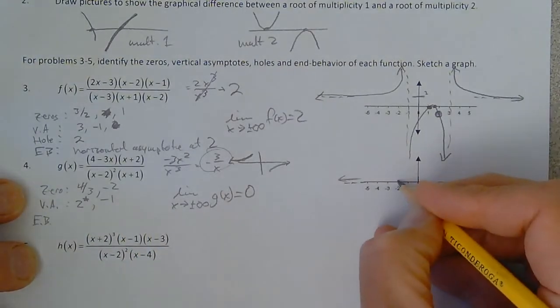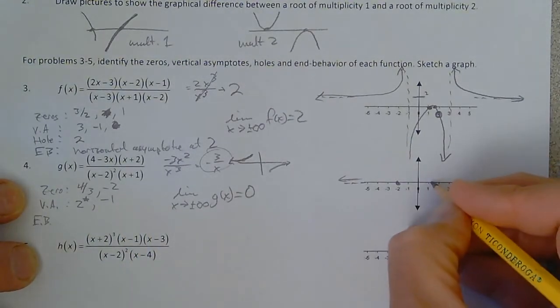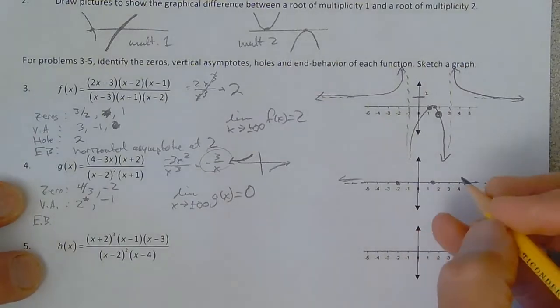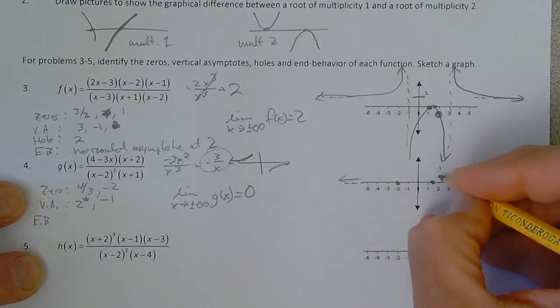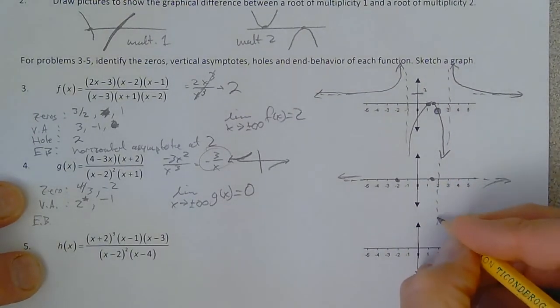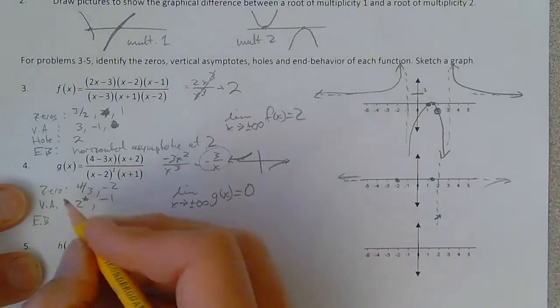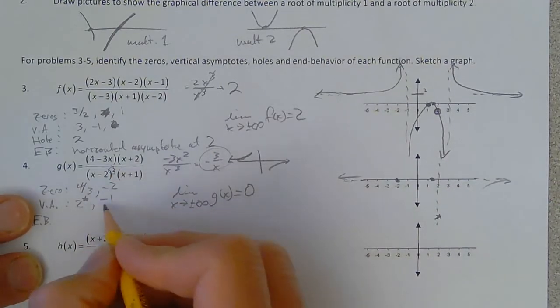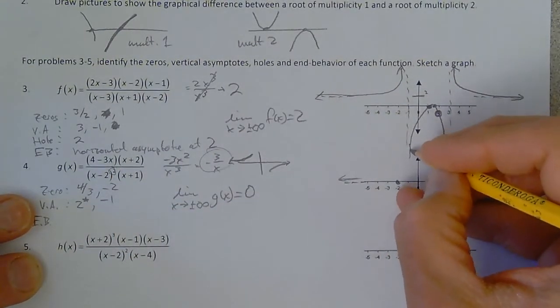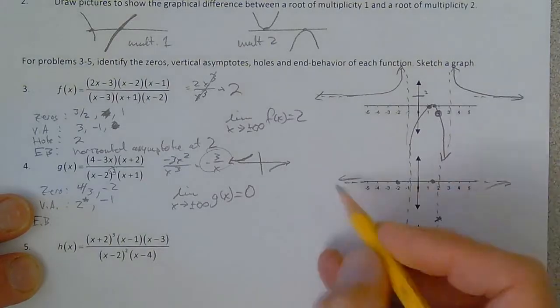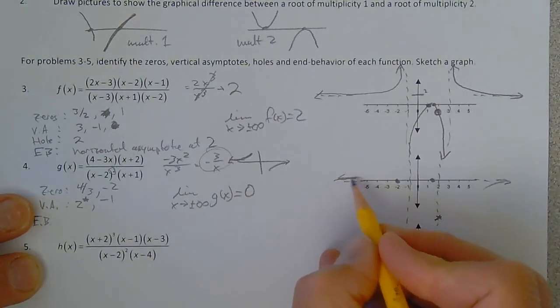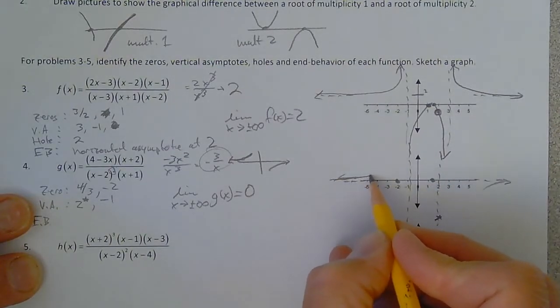It crosses at -2 and at 1 1/3. I have a vertical asymptote at 2, and it is a double because of this squared here, and a vertical asymptote at -1. So if it's going to be over here, close to 0, it's going to have to come in.